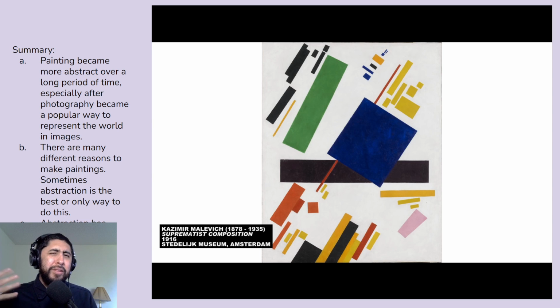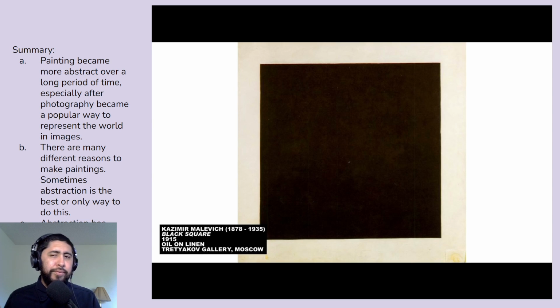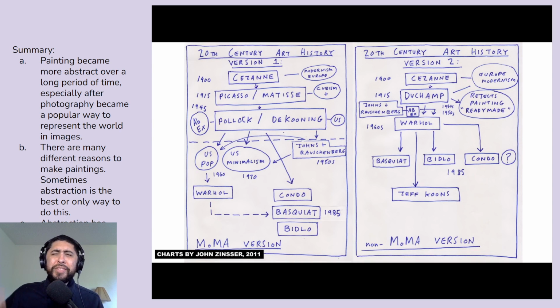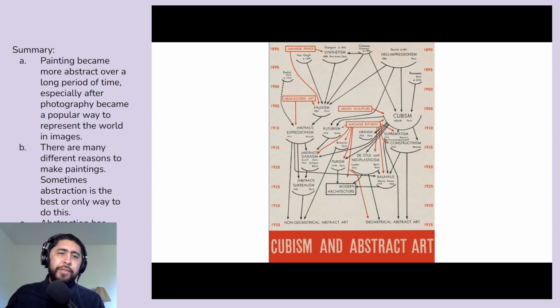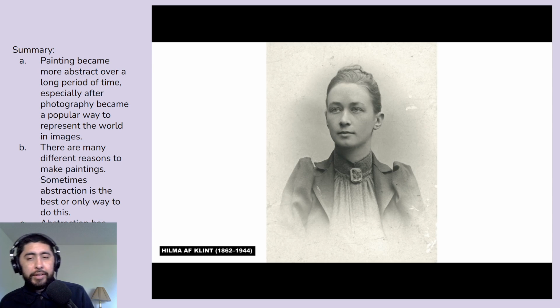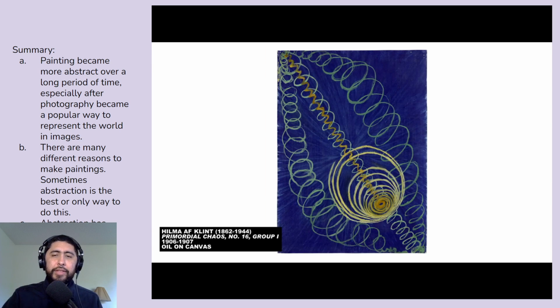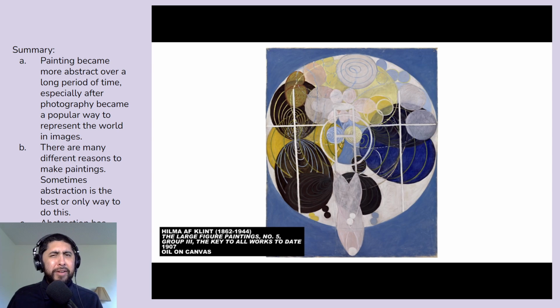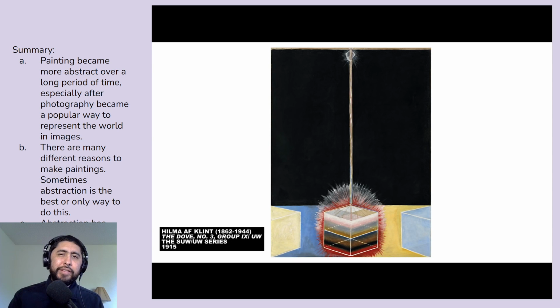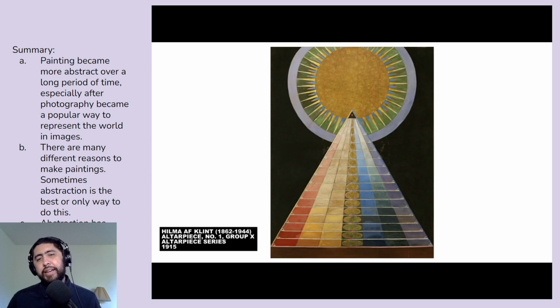So that opened up a lot more avenues and a lot more doors for people to start just painting abstractly. It was kind of a gradual march towards abstraction, but there are many different reasons to make abstract paintings. Sometimes abstraction is the best way or only way to do this. You can see here, in the 1800s, Hilma af Klint. She was making abstract paintings before the big abstract expressionists in the 1950s or so.